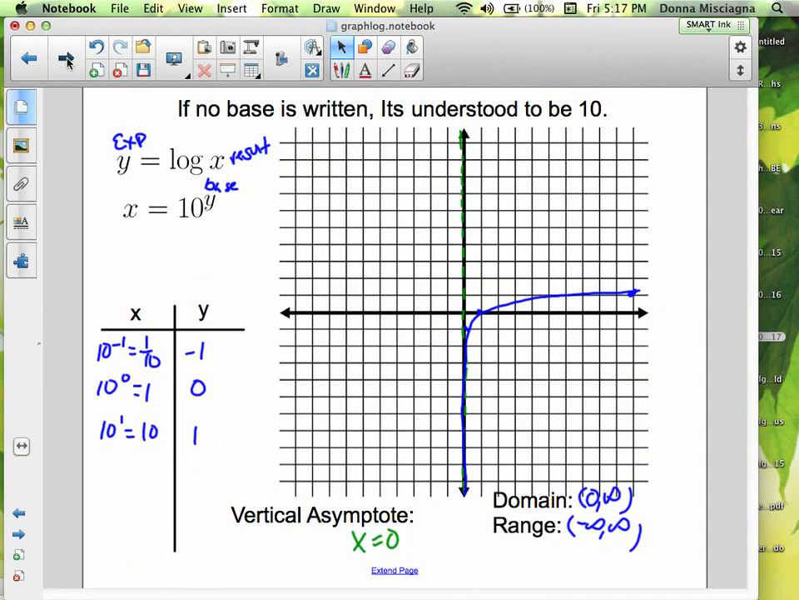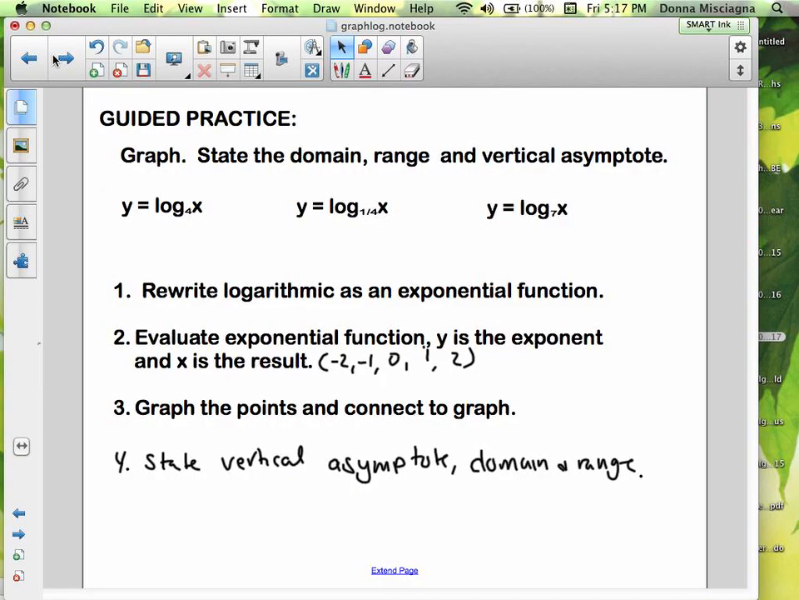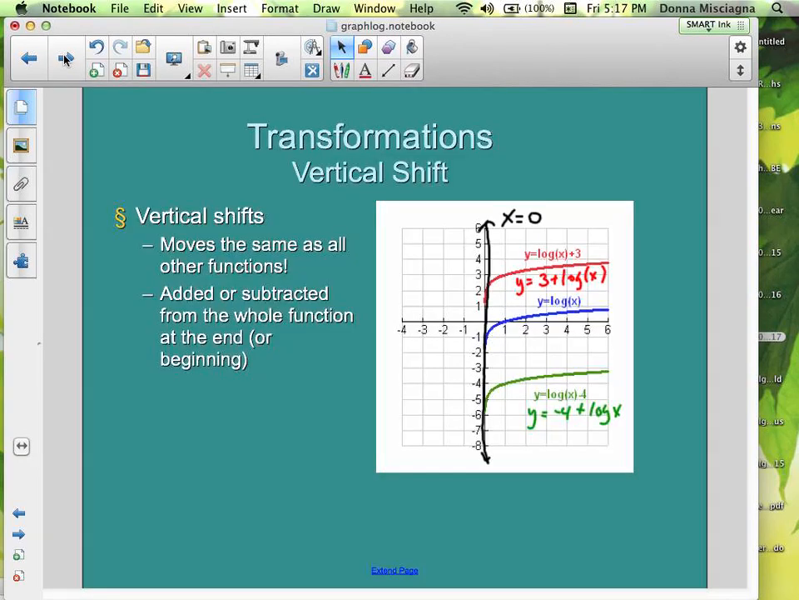Right? Let's graph another one. I think I have one more maybe. Oh, no, I have the whiteboard practice. So we skipped the whiteboard practice for you. And actually, the next thing I have is these are in your notes. I just wanted to go over the transformations.